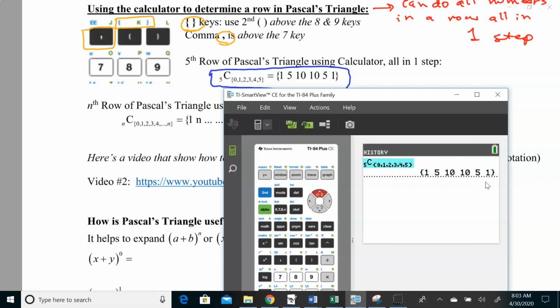Let's say I wanted to do the 8th row. 8. Well, obviously I have to go beyond this. So I got to do comma, I can grab that 6, comma, 7, comma, 8. Hit enter. There is the 8th row. 1, 8, 28, 56, 70, 56, 28, 8, 1. If you do a row that is longer than your screen, just use your arrows to scroll left or right to see the whole screen.